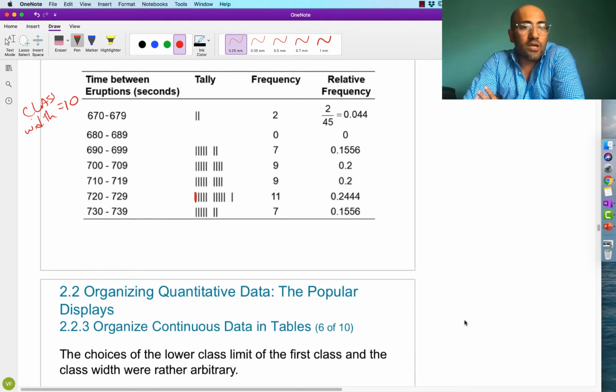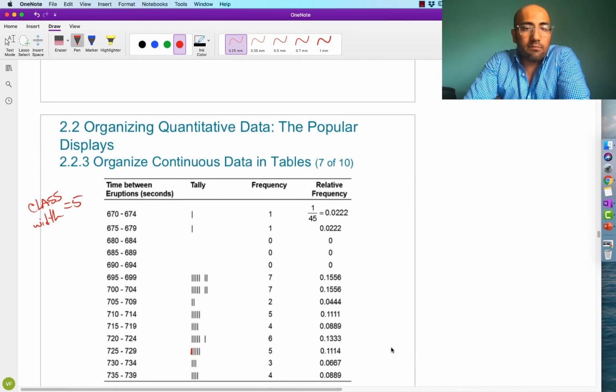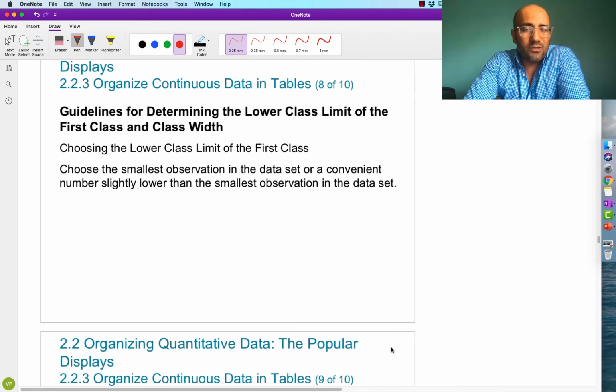Right? So do we want 7 classes? Does that do a good job of representing our data? Or do we want to go with more classes? Generally, the bigger the raw data set is, the more classes you're going to want. And the smaller it is, the less classes you want. But usually we want something in between 4 to 20 classes or so.